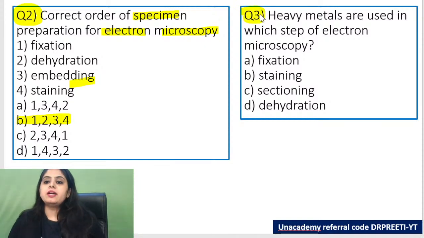Question 3, answer it. Heavy metals are used in which step of electron microscopy? Are they used in fixation, staining, sectioning, or dehydration? Where are heavy metals used? Tell me. Fixation, staining, sectioning, dehydration. I see the answers that I'm getting.